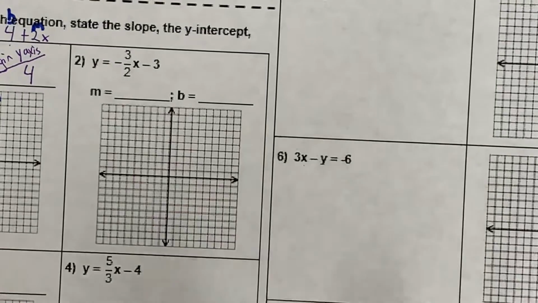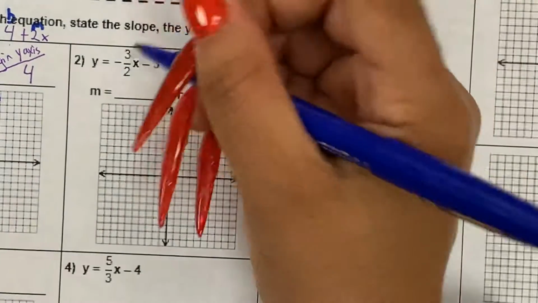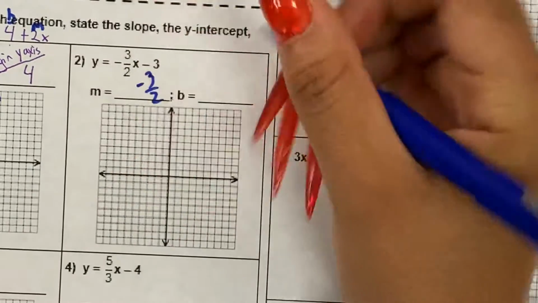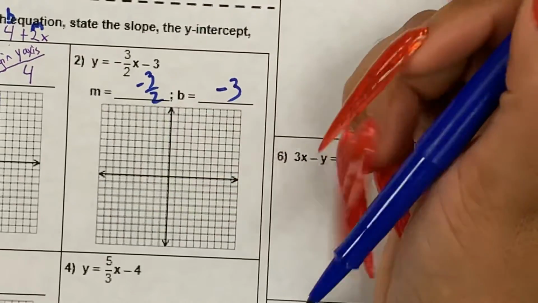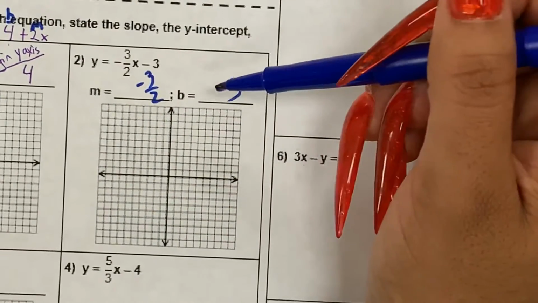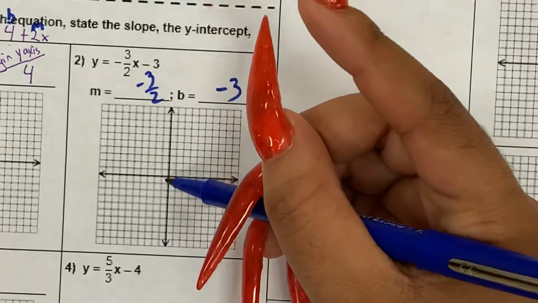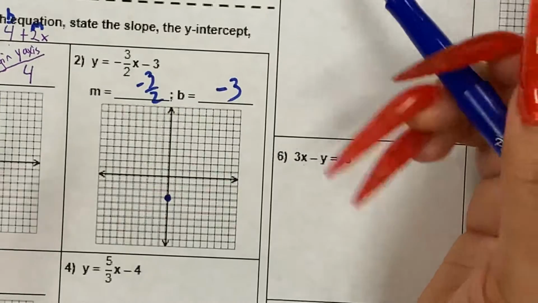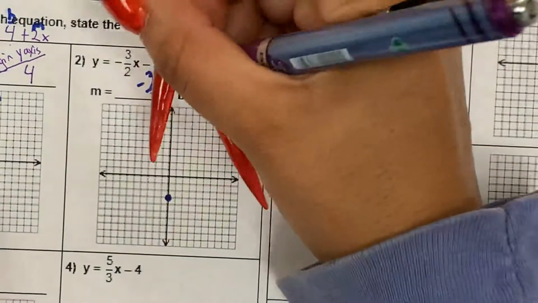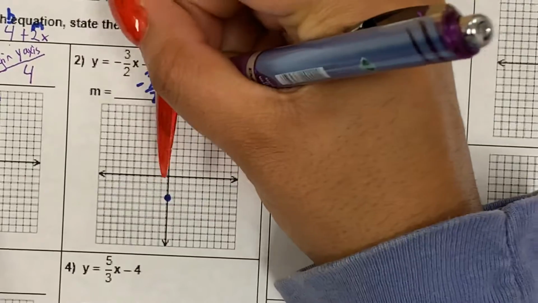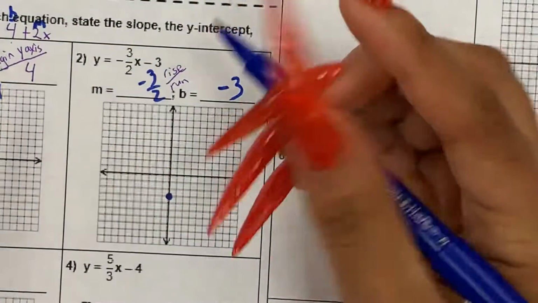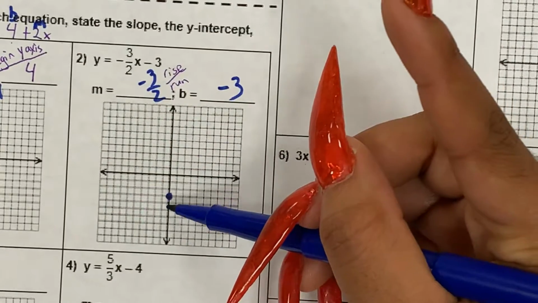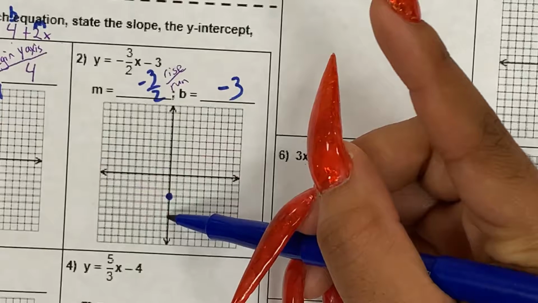All right, number 2. My slope is -3 over 2. My b is -3. So remember, b is where you begin on the y-axis. So I begin at -3. -1, -2, -3. Put a point. My rise is -3. My run is 2. So because my rise is negative, I go down 3. So start here and go down 3. Then you go right 2.